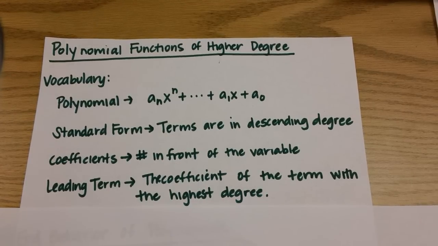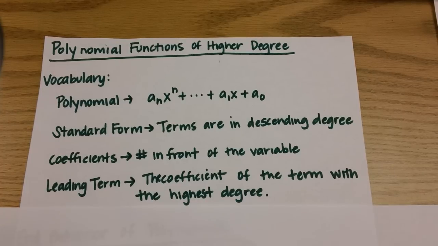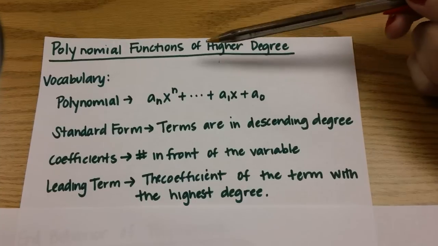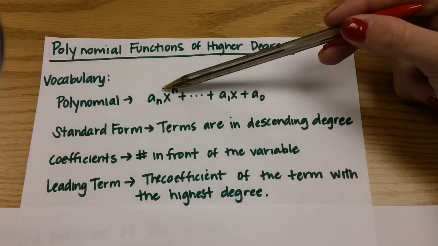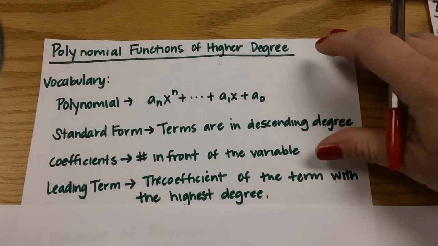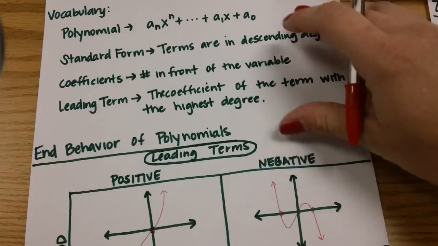Also, the coefficient is the number in front of our variable, and we're also going to talk about the leading term, which is the coefficient of the term with the highest degree. So in this example, the definition of a polynomial, our leading coefficient would be a sub n, because it's the coefficient of the leading term. Okay? All right, the first thing we're going to talk about is end behavior.